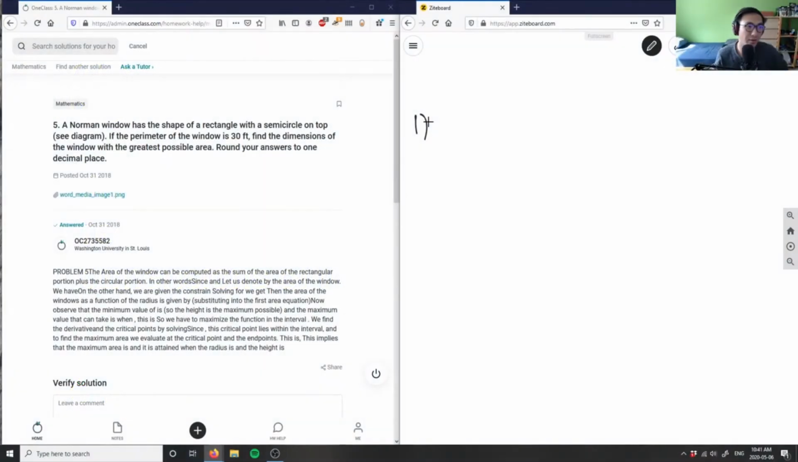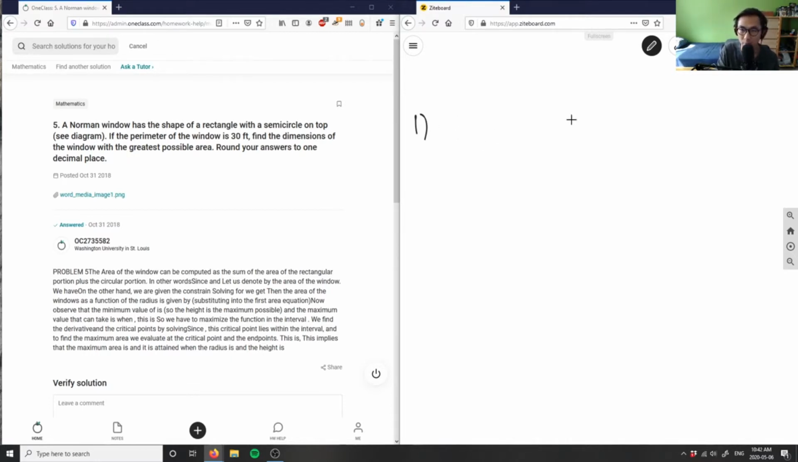So again, what we have here is an optimization question in calculus. It's asking us, a Norman window has a shape of a rectangle with a semicircle on top. Let me see the diagram, and I know how to draw the diagram this time. If the perimeter of the window is 30 feet, find the dimensions of the window with the greatest possible area. Round your answers to 1 decimal place.